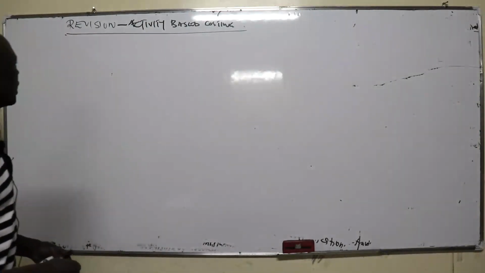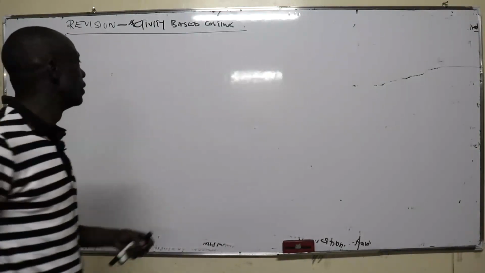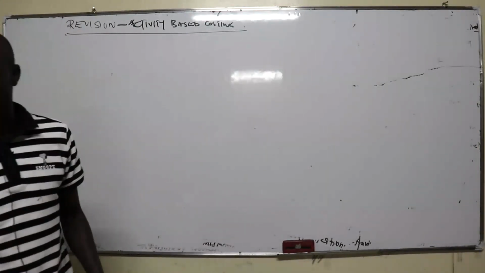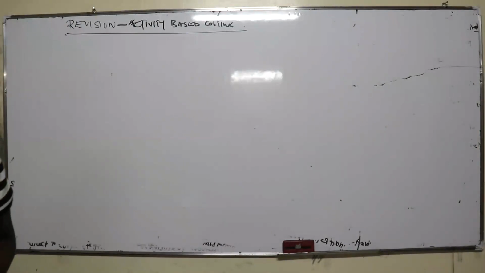We want to revise on activity-based costing. Initially, we had indicated that we're going to do inventory, but we'll do it next time. So today we want to do what we call activity-based costing. We want to look at questions on activity-based costing, very important. This is under topic cost accumulation. The topic is cost accumulation, activity-based costing.